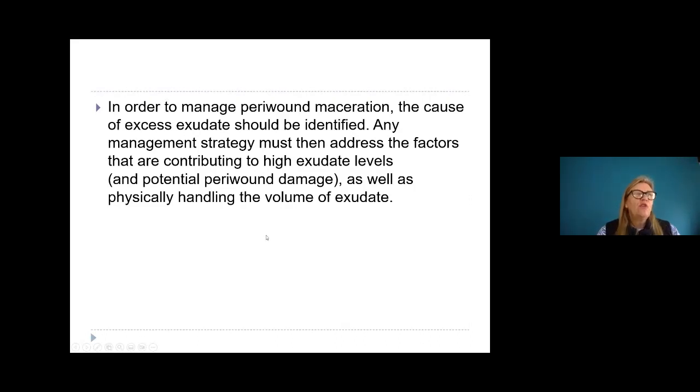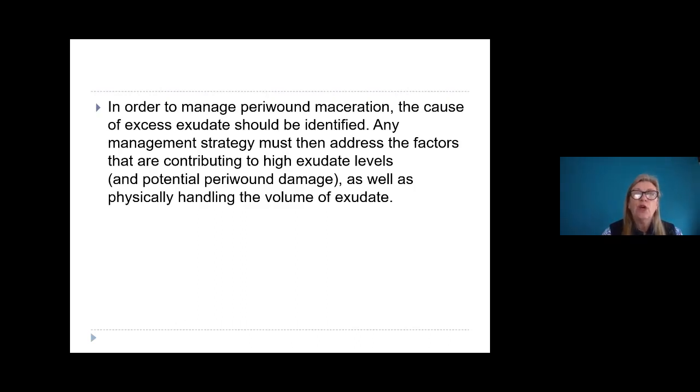So again, we also need to think about why there's more exudate. So, you know, we can talk a lot about, oh, let's manage the fluid, but why is there exudate? Why is there that increased level of exudate? And then think about the contributing factors that that might be. When we are talking about wounds, there are some really common things. So the most frequent thing we think about is the wound infected?